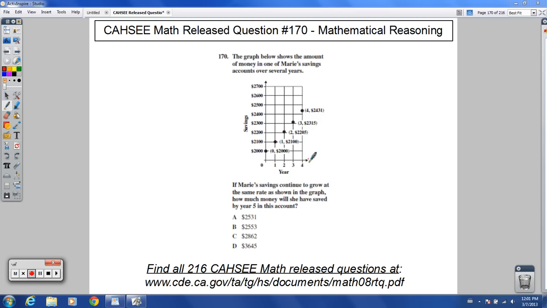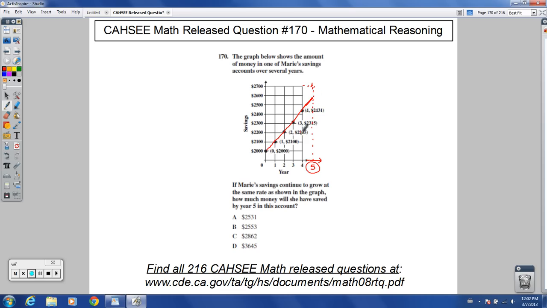So let's extend this graph out a little bit. Whatever space this is, make that the same distance as best you can. So let's say this continues. Here's year 5. So this would be year 5 right here, and go up. Let's extend this up a little bit here, and then continue this idea. It's almost a straight line, so it's going to be up like this, going through right about here.